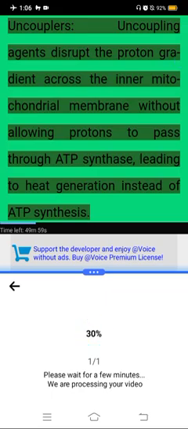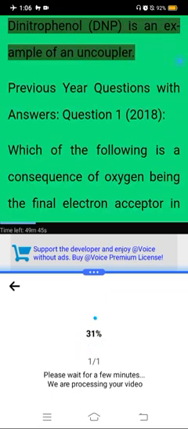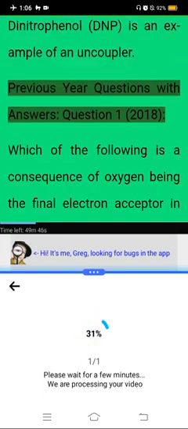Uncouplers: uncoupling agents disrupt the proton gradient across the inner mitochondrial membrane without allowing protons to pass through ATP synthase, leading to heat generation instead of ATP synthesis. Dinitrophenol (DNP) is an example of an uncoupler. Previous year questions with answers.